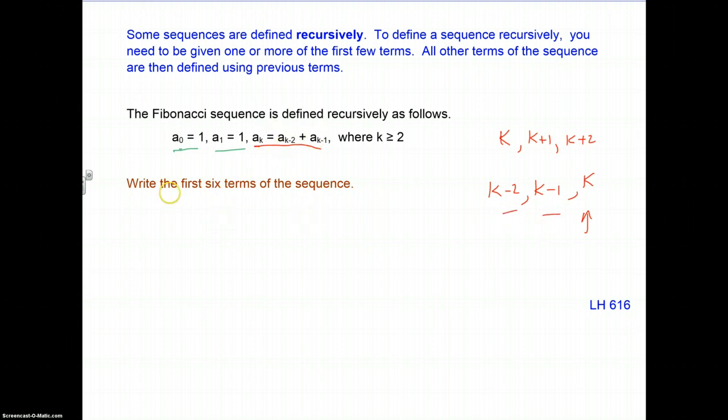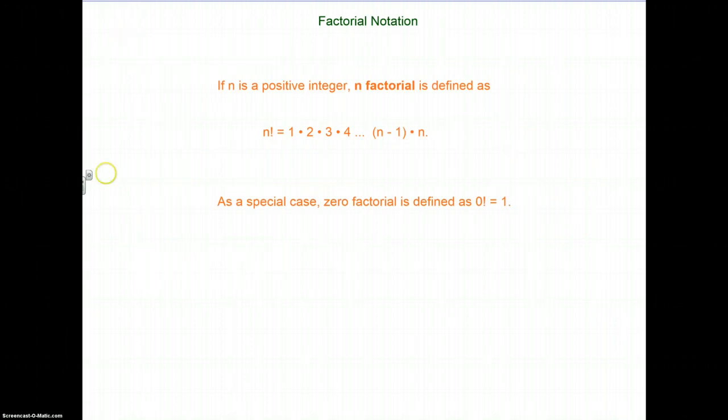Okay? So let's go ahead and write the sequence. We know that the first term is 1 and the second term is 1. The third term is going to be the sum of the first two, so it's going to be 2. The next term is going to be the sum of the two before it, so 2 plus 1. And so on, 3 plus 2, 5 plus 3. Okay, and now we have the first 6 terms of that sequence.